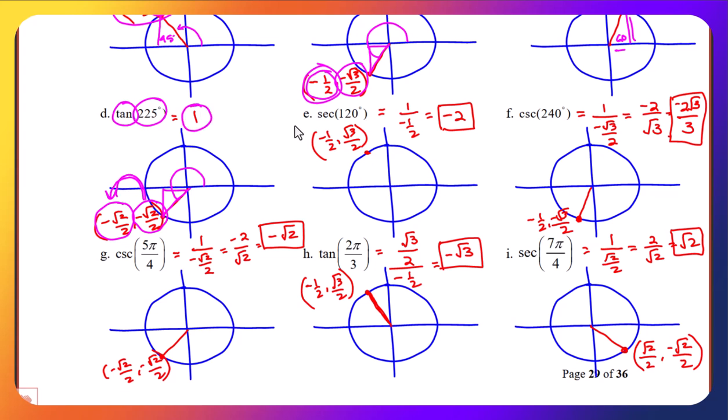You go ahead and try E, F, G, H, and I. Again, trying to figure out what special triangle you're using, what quadrant you're in, and make sure you get the positive and negative signs correct.